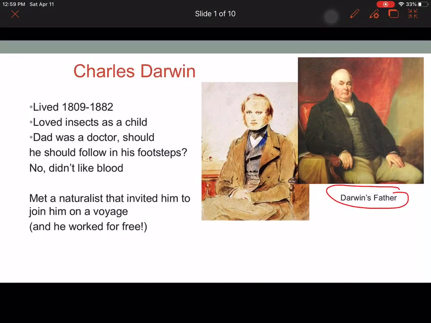But when Darwin tried to go into the medical field, he discovered he did not like blood. And this is 1809, so there isn't much anesthetic. So if they did any surgeries, they pretty much screamed until they passed out, which Darwin did not find a great thing that he wanted to deal with. So he was trying to figure out what he was going to do, and then he met a naturalist who invited him to go on a voyage, and he decided to go and work for free.